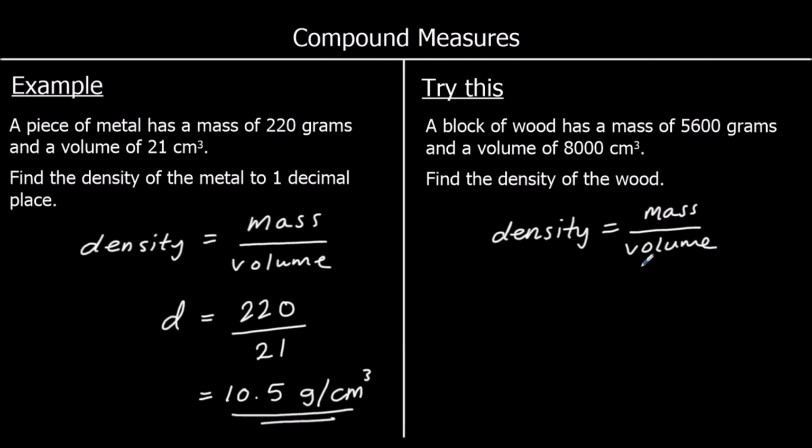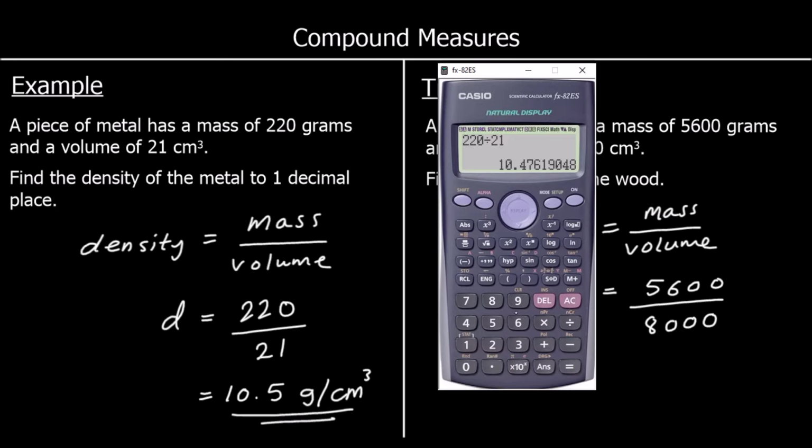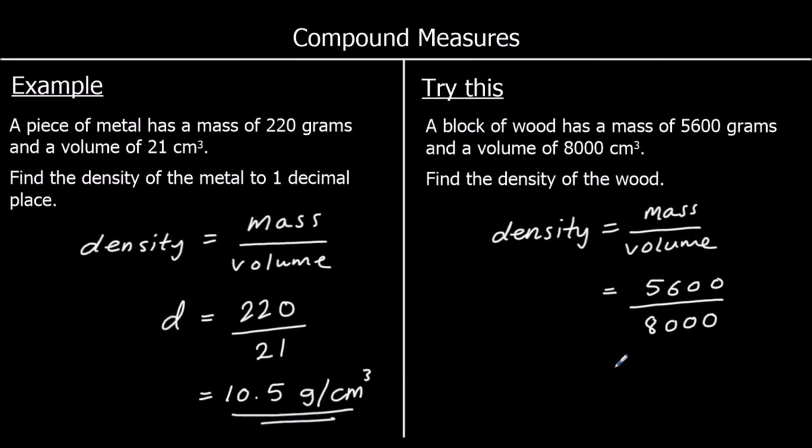There's a block of wood with a mass of 5,600 grams and a volume of 8,000 centimeters cubed. So 5,600 over 8,000 is 0.7. So it's 0.7, and again, it's grams divided by centimeters cubed. So grams per centimeter cubed.